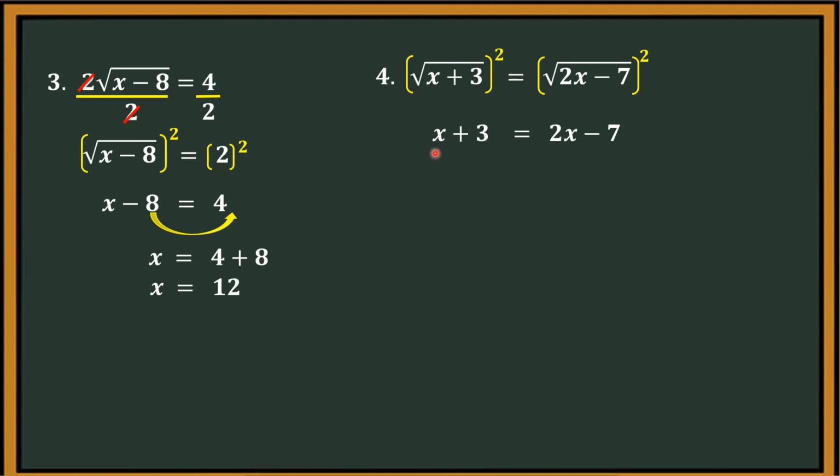And then the x, we're going to transpose beside 2x. So when we transpose, always remember, you have to change the sign. And then the negative 7, transpose to the left side, change the sign. So we will have now 3 plus 7 is equal to 2x minus x. And 3 plus 7 is equal to 10. And 2x minus x is equal to x. Therefore, x is equal to 10.